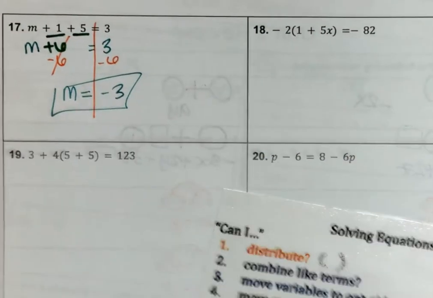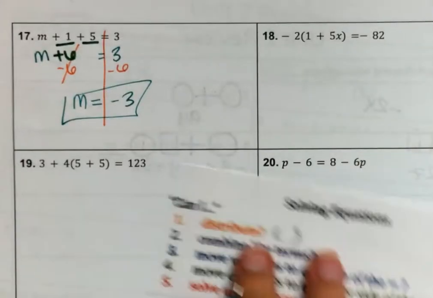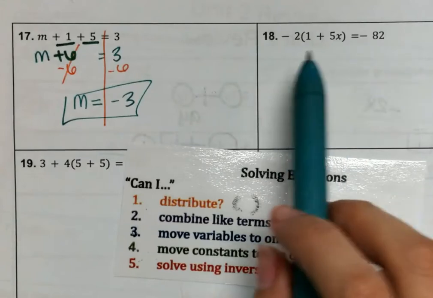Number 18, you start over again with your steps. Ask your first question, can I distribute? Yes, because this time we see parentheses. So I'm going to draw my double arrows.